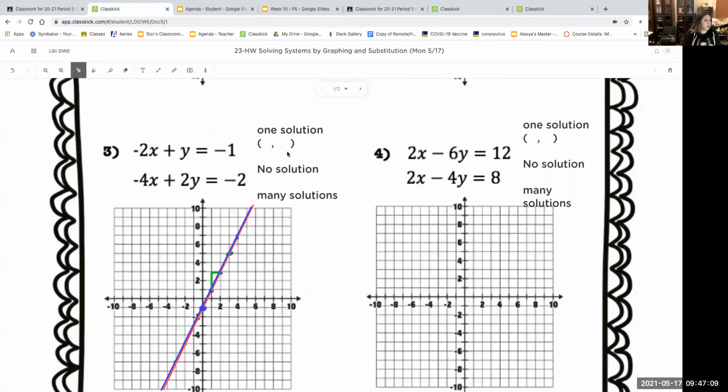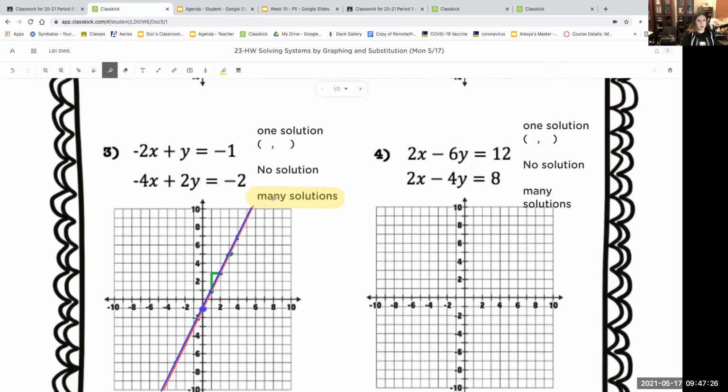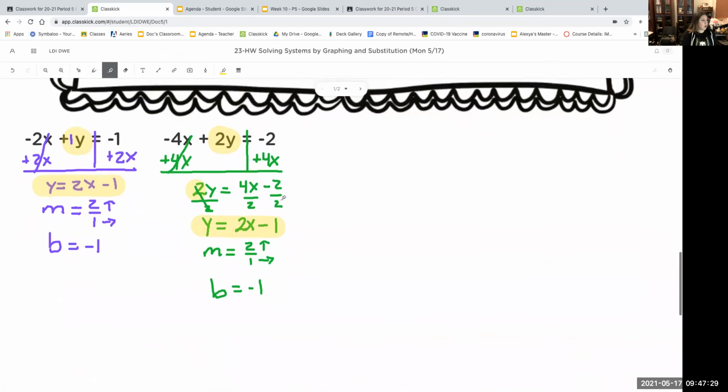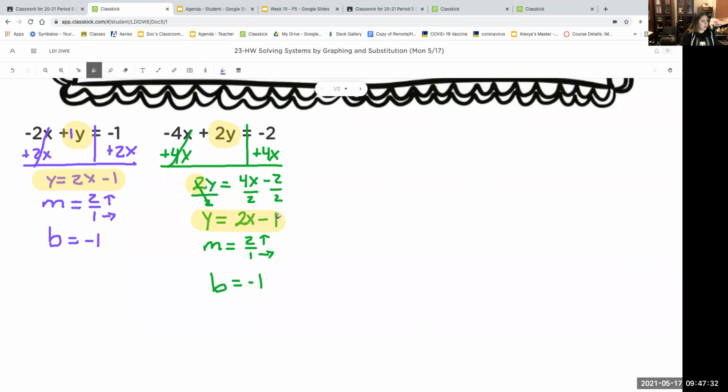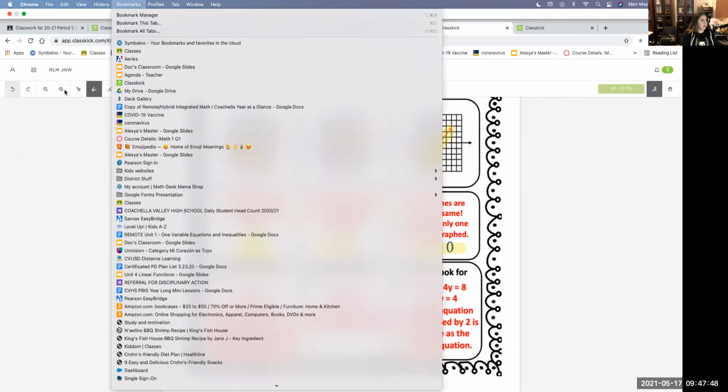So I'm going to go to my homework and I'm going to circle or highlight many solutions. So again, when they both are equal to each other, y equals 2x minus 1, y equals 2x minus 1, you know right away it's going to be many solutions. However, if this would have been minus 4, then only the slopes are the same, but the y-intercepts are different. If that's the case, it would have been no solution. So that's the difference between the two.